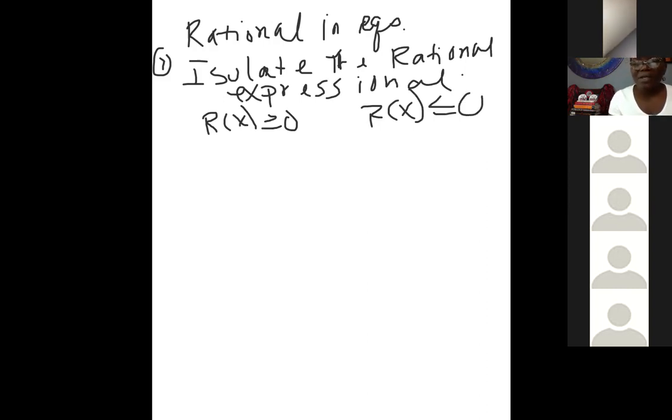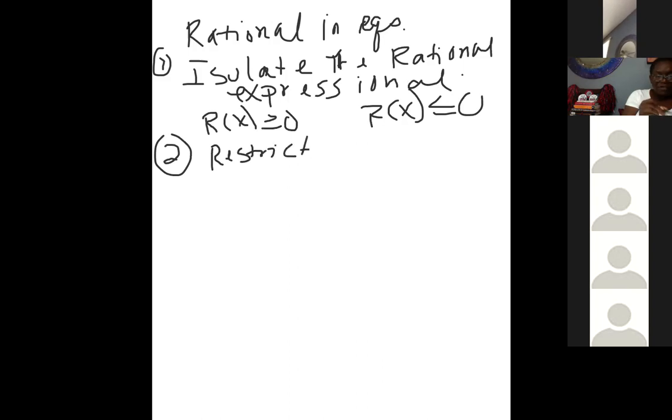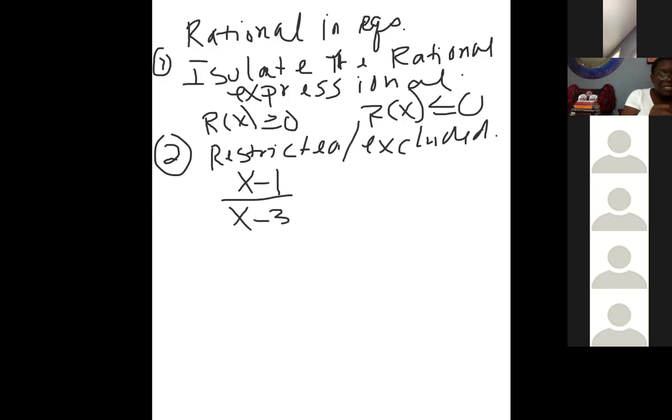Now, once you have it written like that, the next step is critical here, because you're dealing with rational functions, and these rational functions have variables in the denominator. So you have to be on the lookout for the restricted, or excluded values. What are those values that will make the rational function or rational inequality undefined? So here's an example, guys.